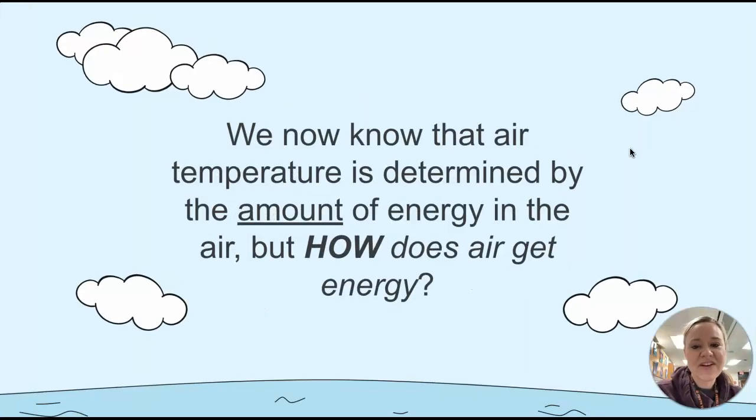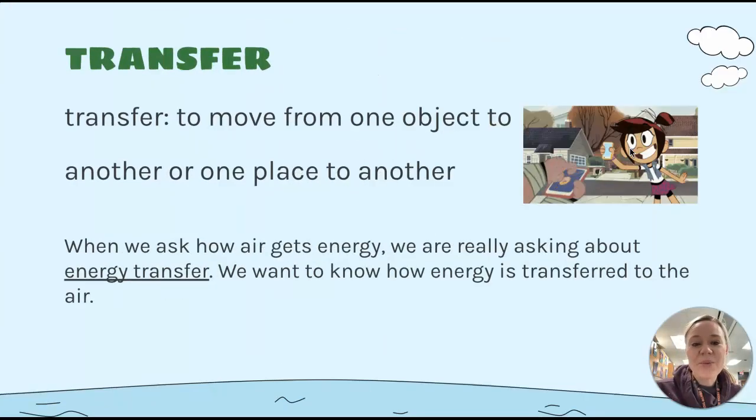Today, we are trying to figure out how energy gets into the air. So how does air get energy? So not just about the amount of energy that's in that air, but really how it gets there. So we are going to talk about how energy is transferred. So transferring is moving something from one object or one place to another. So think about if you've ever picked up something and walked across the classroom and set it down, or if you've transferred something from your phone to somebody else's phone or something like that.